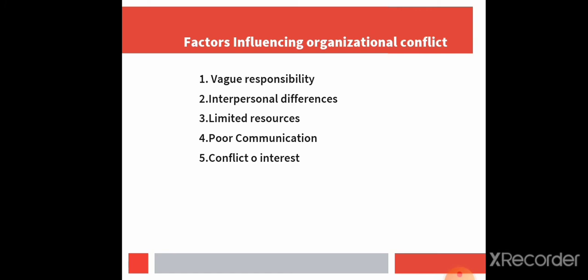Now I'm going to give you the factors influencing organizational conflict. Number one, vague responsibility. Number two, interpersonal differences. Number three, limited resources. Number four, poor communication. Number five, conflict of interest. Number one, vague responsibility. If there is lack of clarity regarding who is responsible for which section of a task or project to accomplish, conflict may take place.